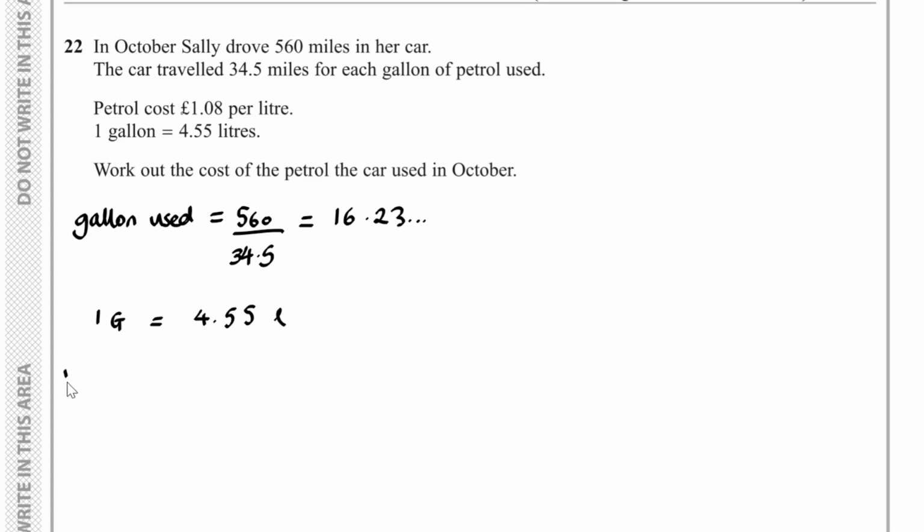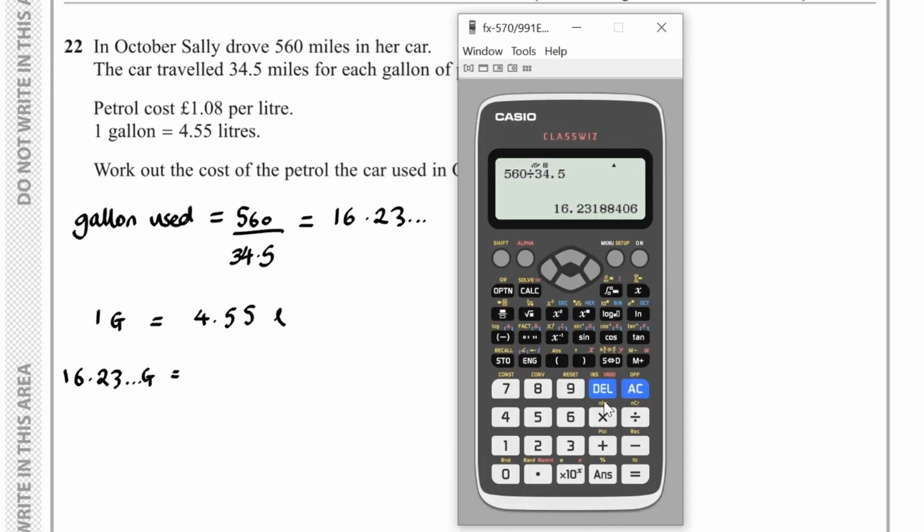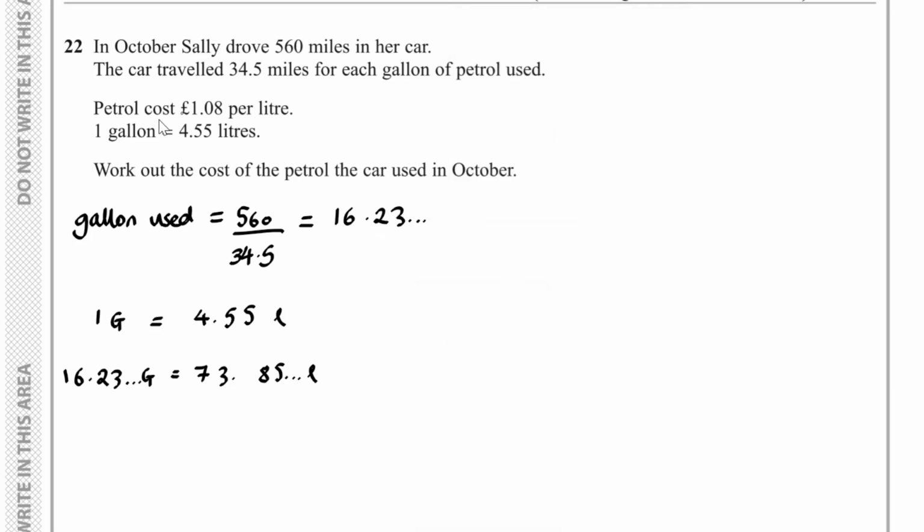Now we know that 1 gallon is equal to 4.55 litres. We wish to find out what 16.23 gallons is equal to. So multiplying this by 4.55, it turns out we get 73.85, etc. litres. So that's the amount of litres used, and therefore we know that petrol costs £1.08 per litre.